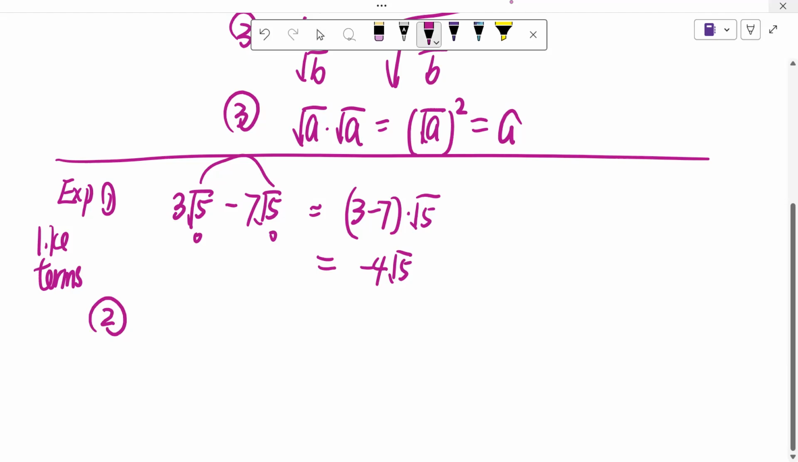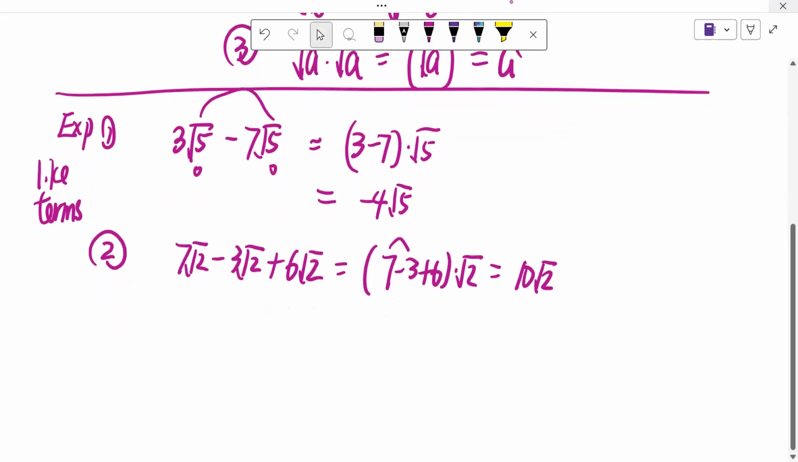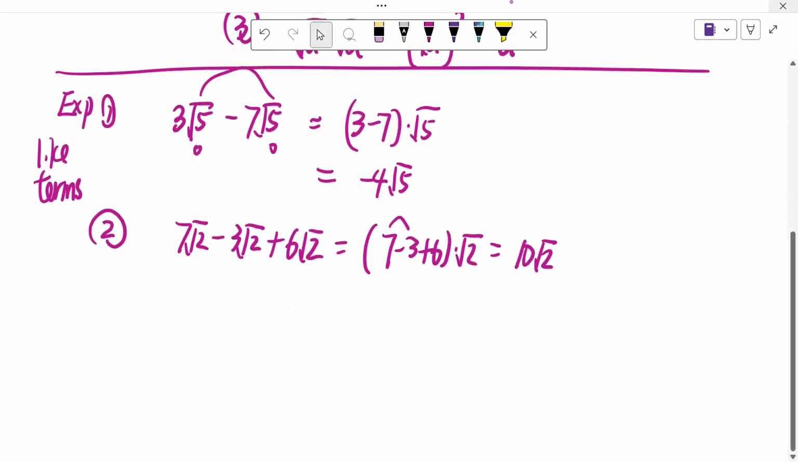Similarly, let's say we get 7 radical 2 minus 3 radical 2 plus 6 radical 2. Then we're going to factor out the radical 2. So 7 minus 3 adding 6, times radical 2. 7 minus 3, that's 4, adding 6 is 10 radical 2. Okay, so just adding and subtracting the coefficients.